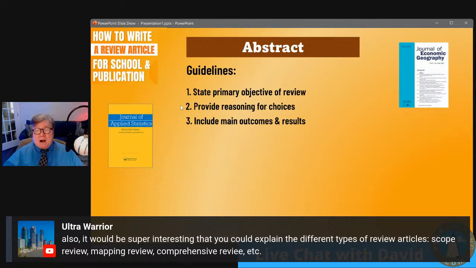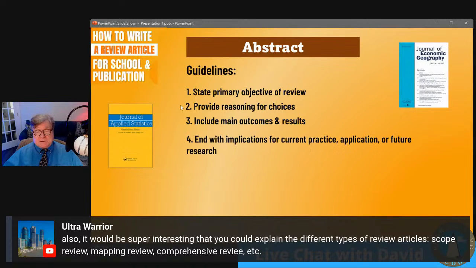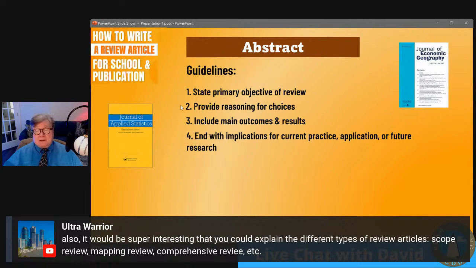Then come the main outcomes and results that you got from the critical review or critical analysis, and then end with the implications for current practice. Those are the basic guidelines. And most journals do have you include the keywords at the end of the abstract. But those are the basic guidelines for the abstract.